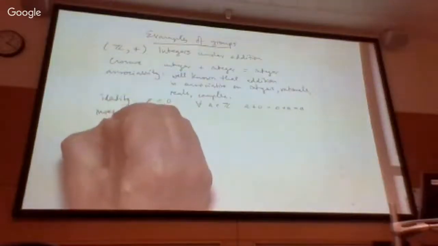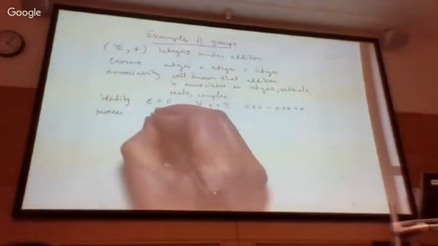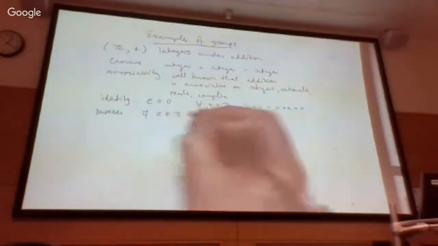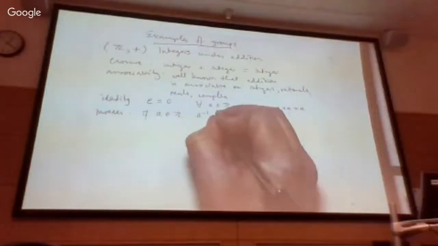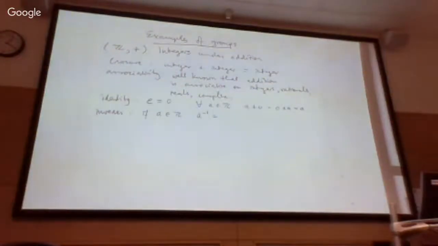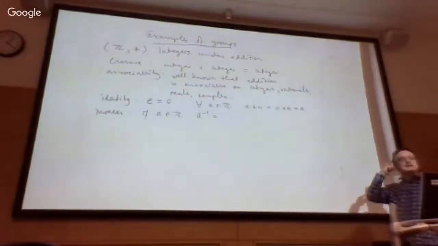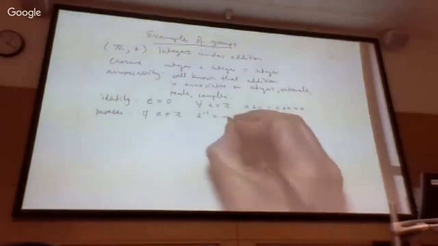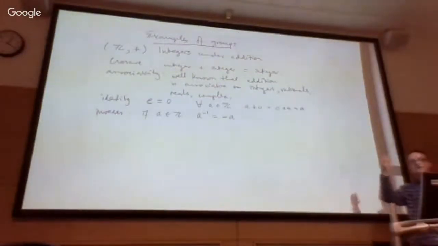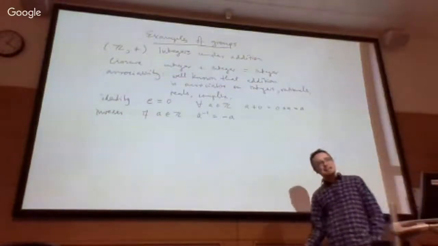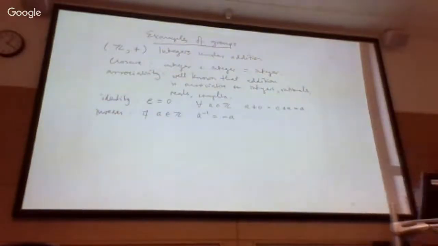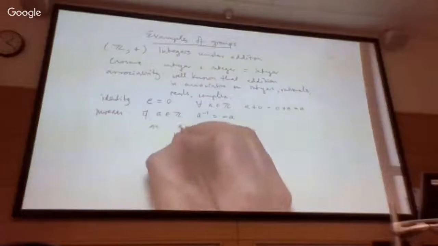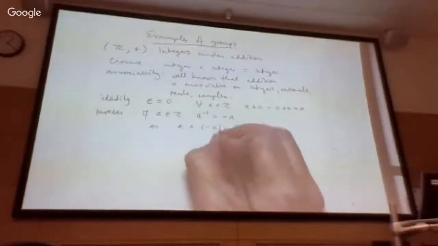Inverses. You've got an integer a. What is the inverse element of it? Which integer is the inverse? Minus a. Yeah. For any integer, when you add its negative to it, then that gives you back the special element, the identity element, namely 0. That's a plus minus a.